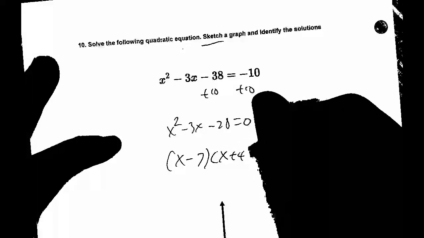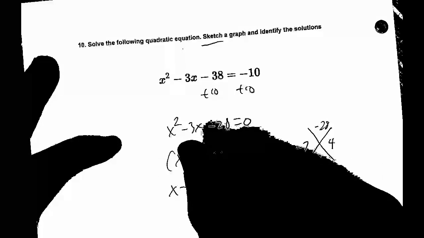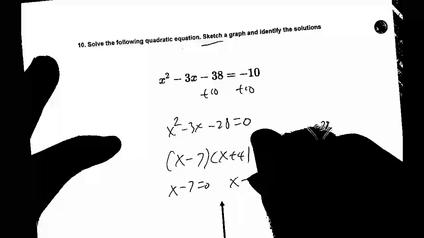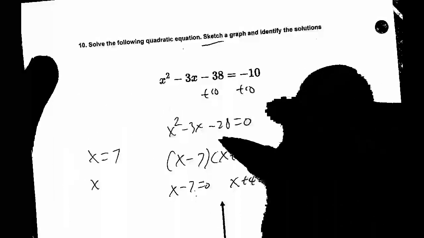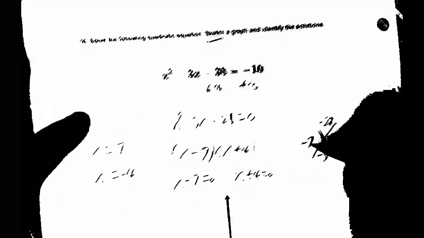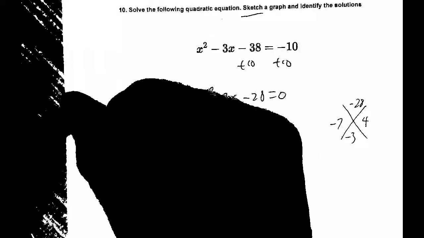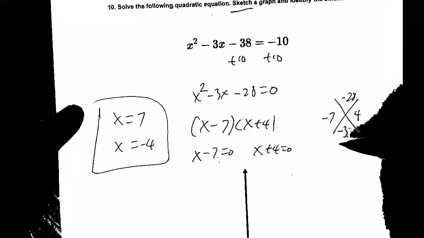Pretty straightforward. We're going to set each of those individually equal to 0. x minus 7 equals 0, x plus 4 equals 0. So x equals 7 and x equals negative 4. Those are my answers. So that's kind of part 1. Part 2 is just to sketch it.